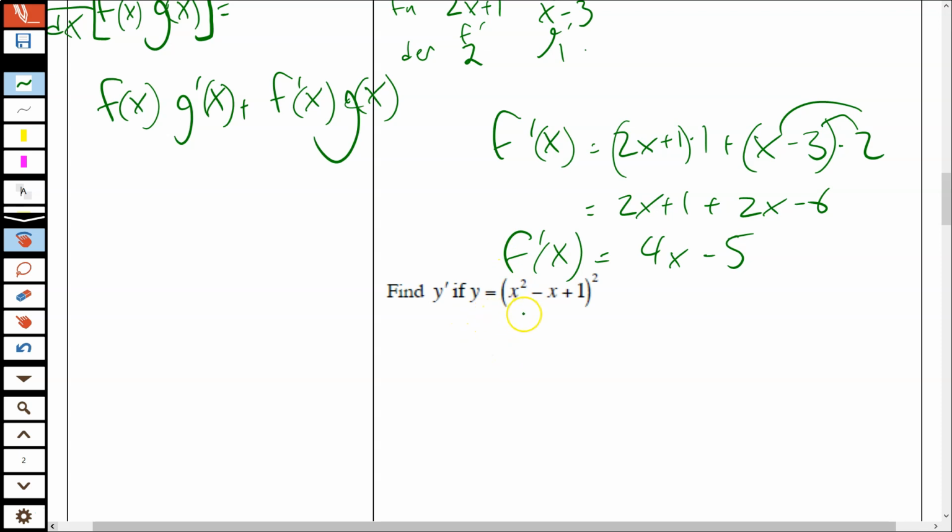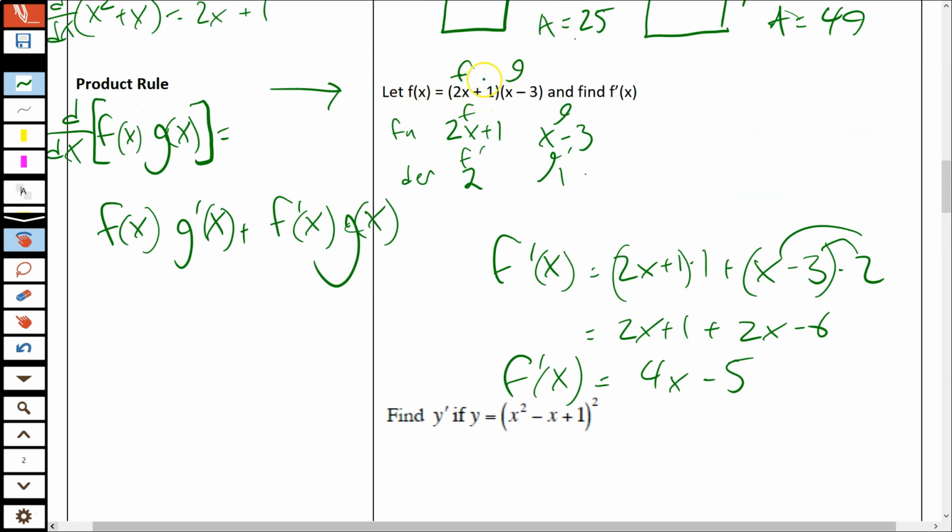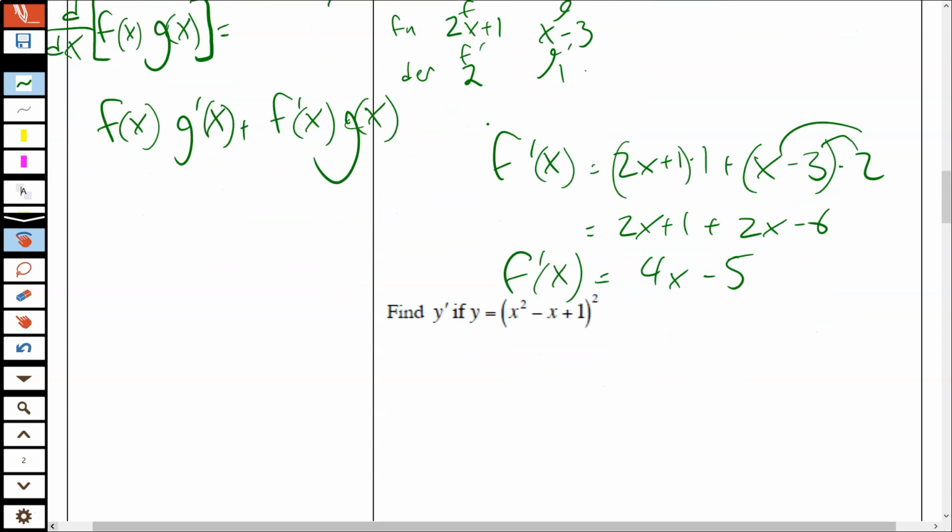So find y prime if y equals (x squared minus x plus 1) squared. Notice you could do this if you wanted just by multiplying these together first, but that's far from the easiest way to do it, right? Same thing up here. I could have used FOIL or a Punnett square to multiply these together, and then I have a polynomial that I could take the derivative of, but this is actually easier, okay?